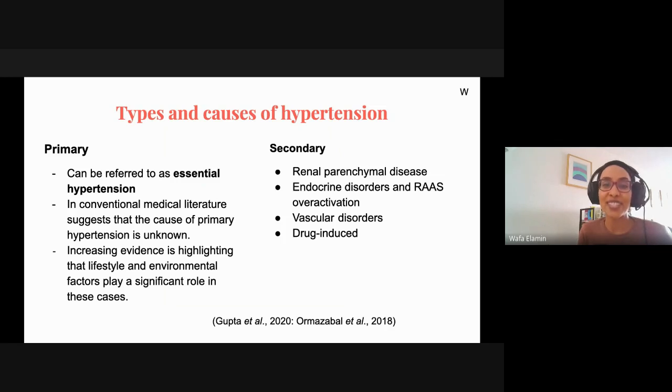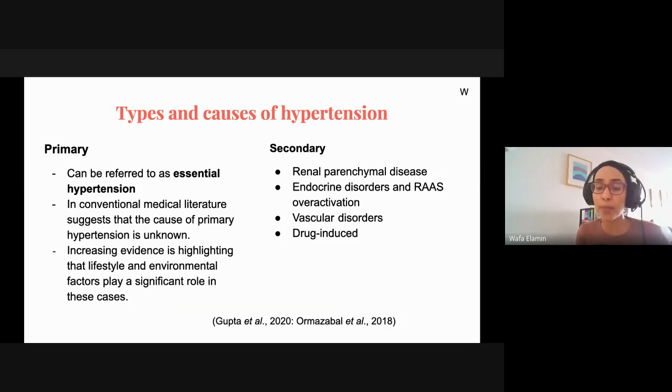Hypertension has a couple of types. Conventionally, it's classified as either primary or secondary. Primary is also sometimes known as essential hypertension, and this really means that we don't know what the underlying cause is, at least in conventional medical literature. But there is more and more evidence showing that other things might be playing a role, things like lifestyle factors and environmental factors may be playing a significant role within these primary essential hypertension cases.